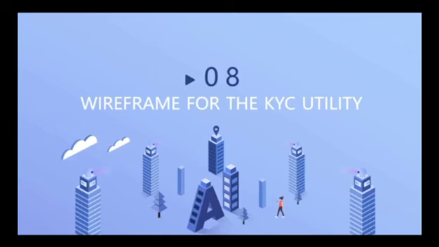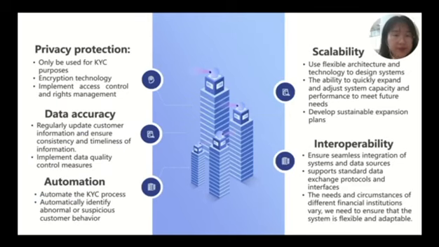First is privacy protection. The customer personal information should be strictly protected and can only be used for KYC purposes and in compliance with relevant privacy regulations and policies. Utilities should use encryption technology to protect the security of data during transmission and storage, and implement access control and right management to ensure that only authorized personnel can access customer information.